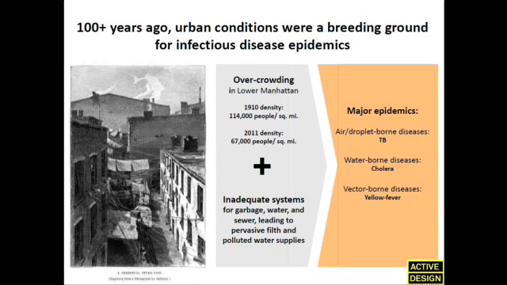And combined with that, you had inadequate systems for garbage, for sewer, for water, leading to polluted water supplies and pervasive filth. If you read some of the history books, you'll see New York's water supply described as a pond downtown that frequently had dead animals and garbage floating in it. So it's no surprise that the types of epidemics that you saw at the time were diseases that were spread by overcrowding, like tuberculosis, waterborne diseases like cholera, mosquito-borne diseases like yellow fever, because the streets were also very dark and dank and would breed these mosquitoes.